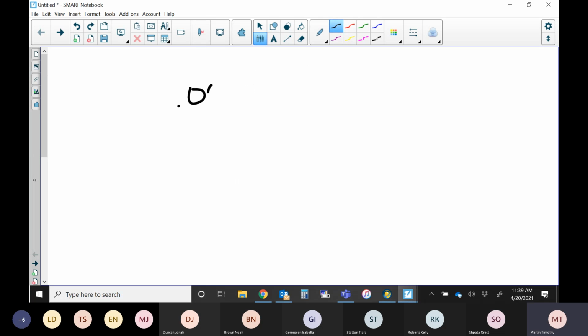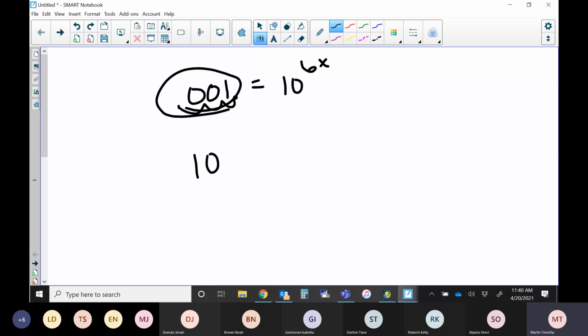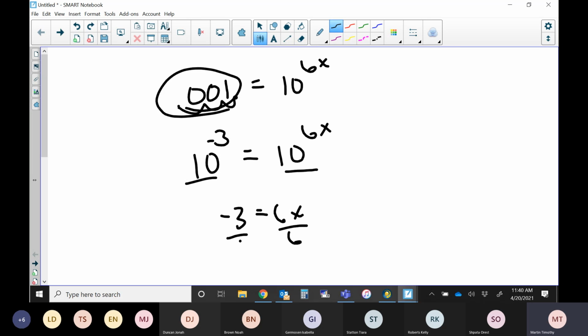Another example. And then tomorrow we will practice this and some other ways of doing this when this doesn't work. Right here, you should be able to see, this is kind of like scientific notation. You can rewrite this as doom, doom, doom. If you move that right there, that's the same thing as 10 to the negative 3rd. And now I have it both written as 10 to some power. And so I can go negative 3 equals 6x, divide by 6, divide by 6, negative 1/2 equals x.